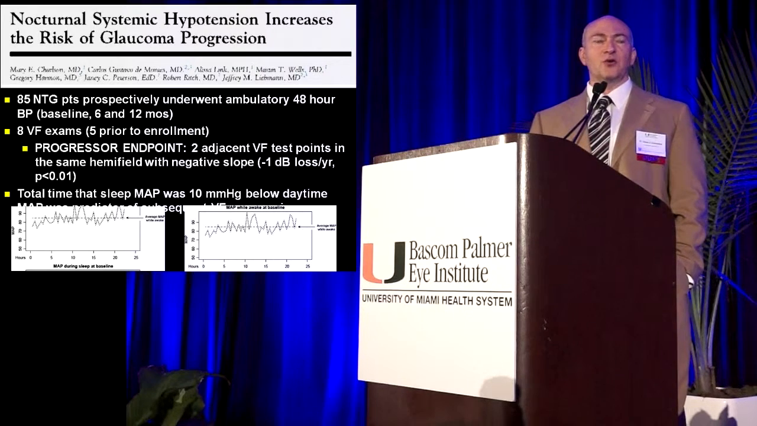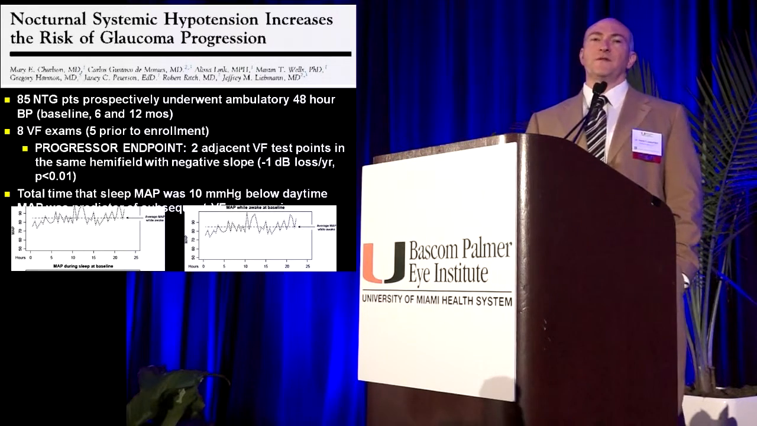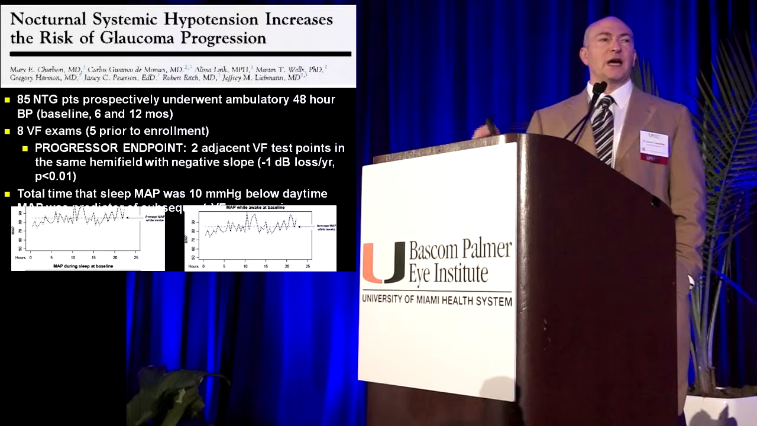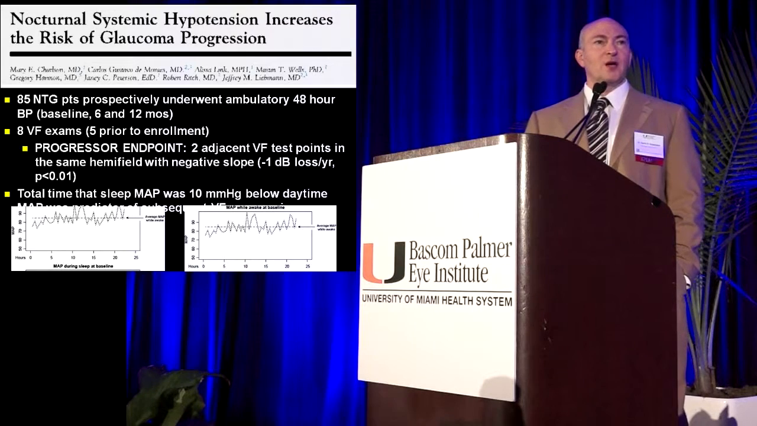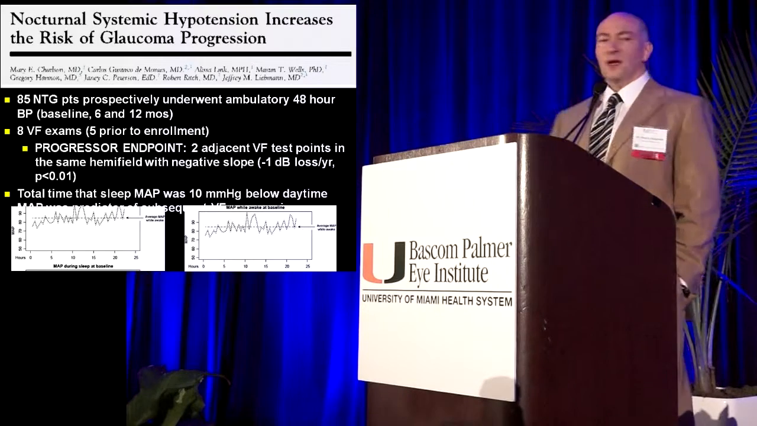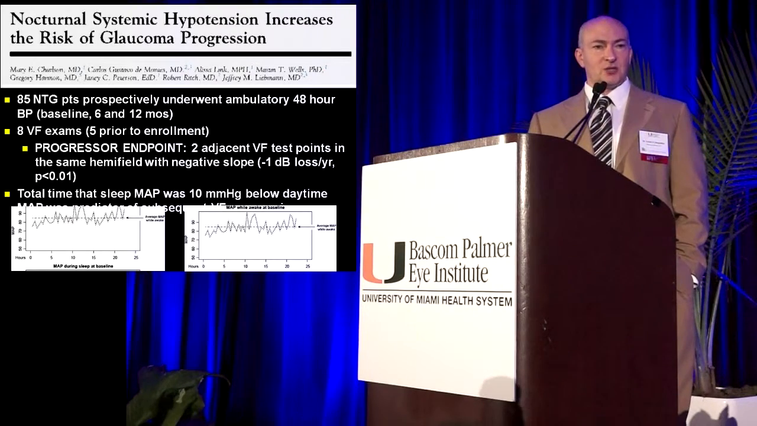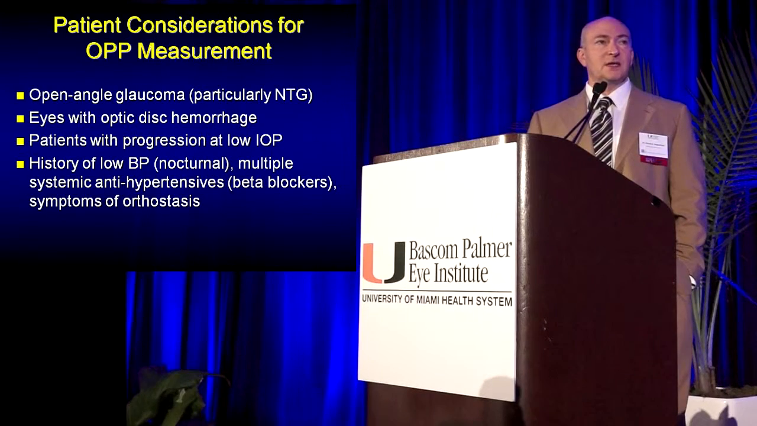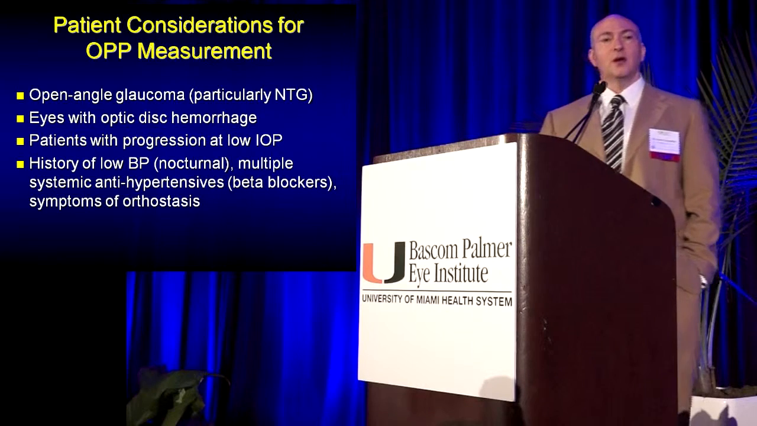I showed you this data earlier, again showing prospective evidence that those patients with nocturnal dips in their mean arterial pressure by at least 10 millimeters of mercury greater than their diurnal mean arterial pressures were prospectively found to exhibit a higher rate of glaucoma progression than those patients without such nocturnal dips. So to summarize, I think OPP is a very important potential future treatment target for us to consider in patients at high risk for glaucoma progression.